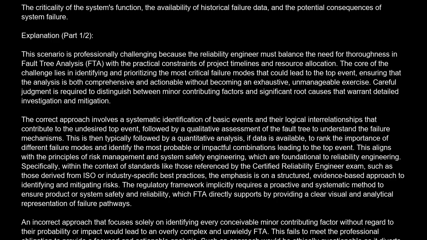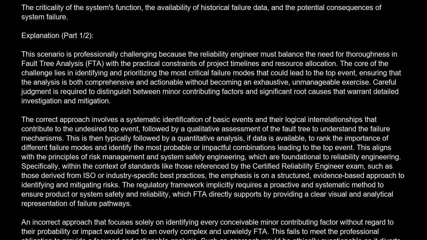The core of the challenge lies in identifying and prioritizing the most critical failure modes that could lead to the top event, ensuring that the analysis is both comprehensive and actionable without becoming an exhaustive, unmanageable exercise. Careful judgment is required to distinguish between minor contributing factors and significant root causes that warrant detailed investigation and mitigation.